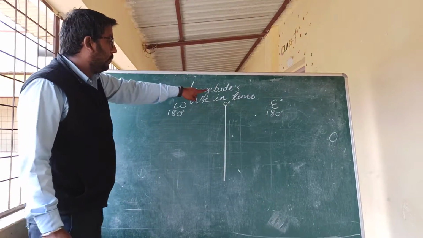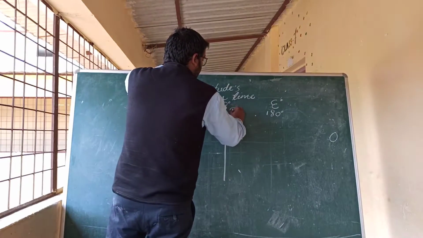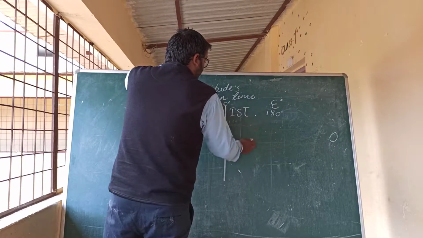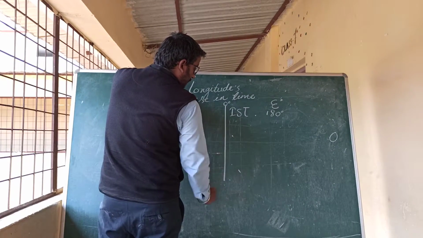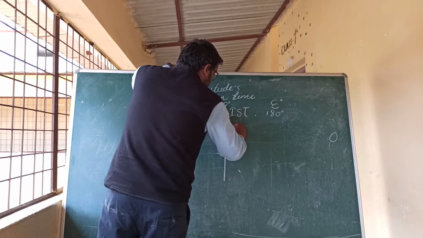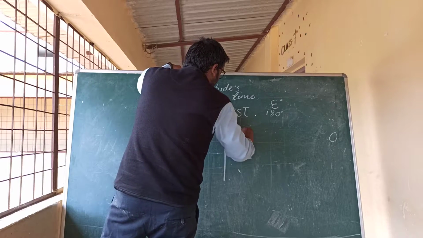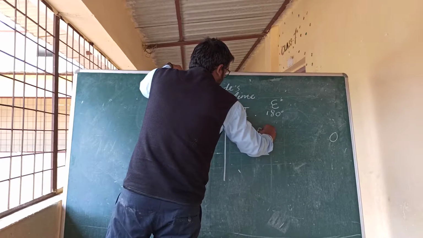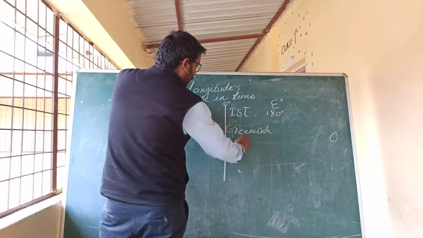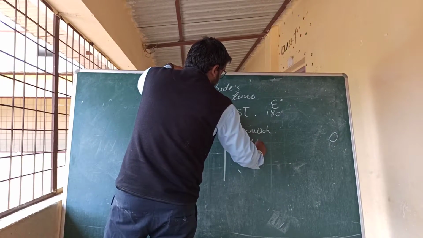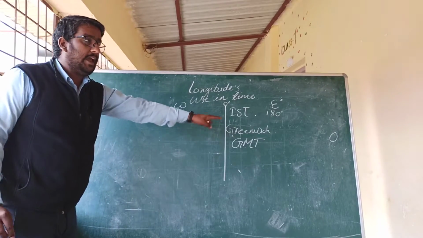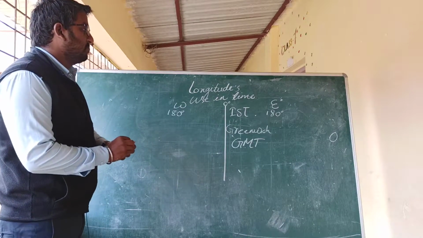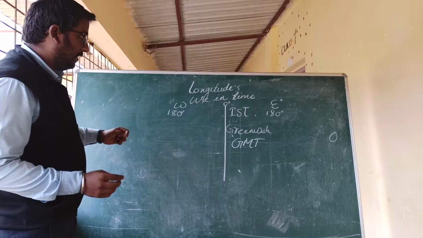The standard time is calculated from 0 degrees. The 0 degree line here passes through Greenwich in London, United Kingdom. The name is Greenwich Meridian Time, or GMT, if you might have heard. So this is 0 degrees, and let me tell you from the beginning what actually happens here.